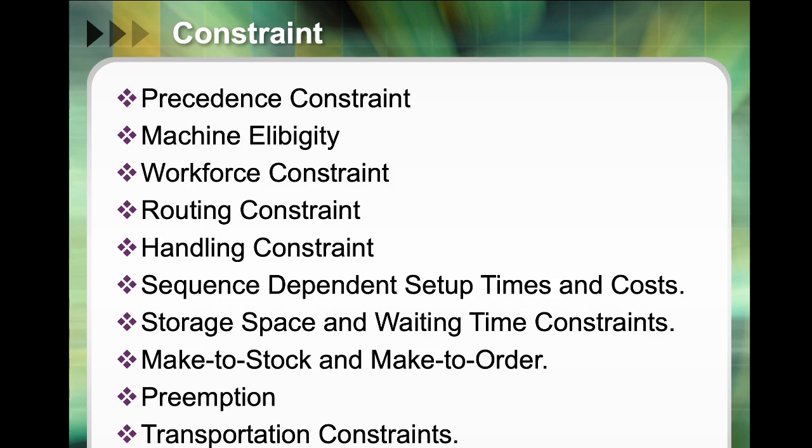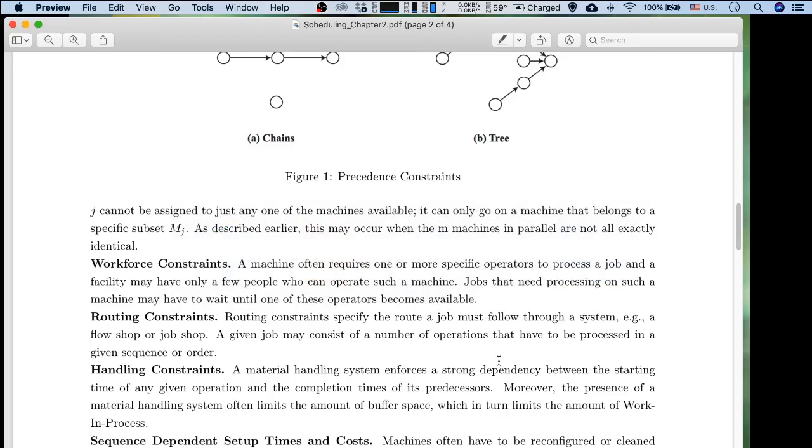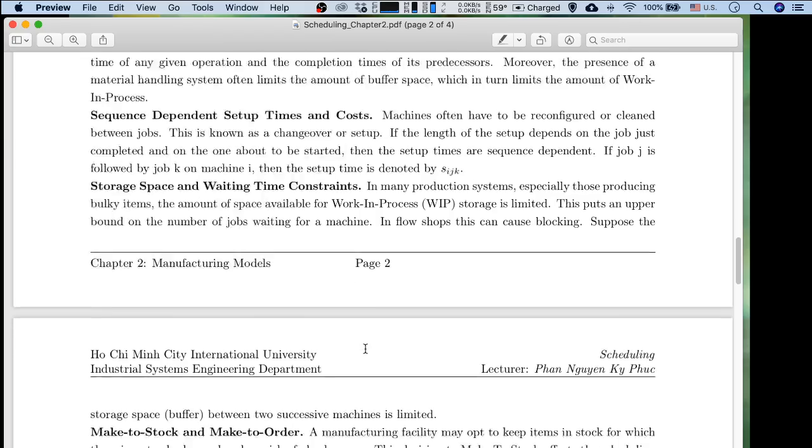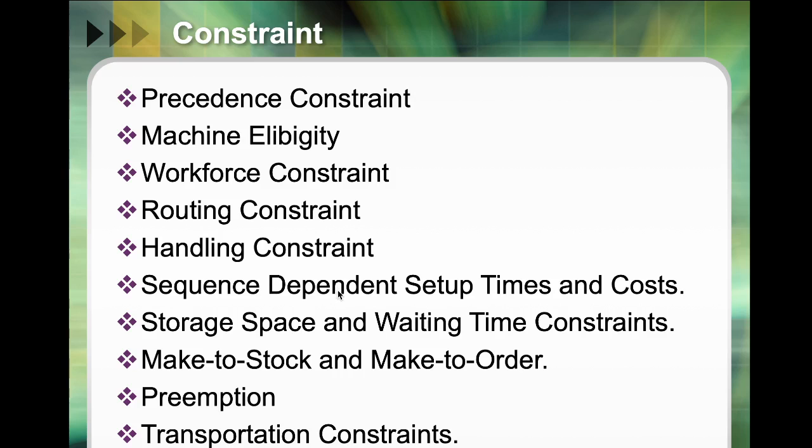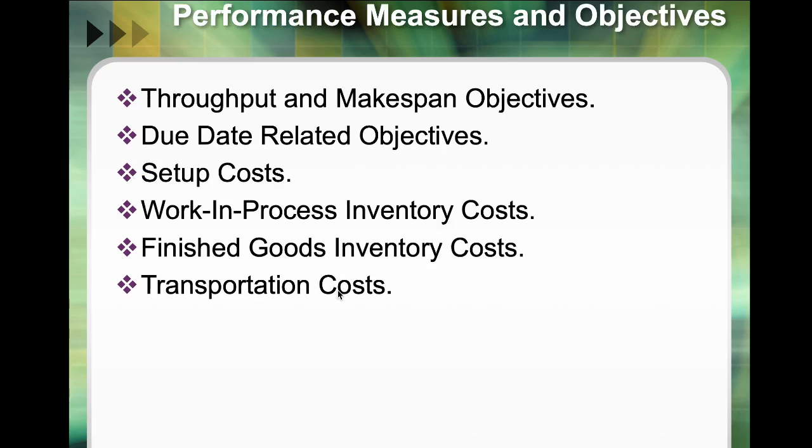Now, the next session that we are going to cover will be the performance measurement and objective, right? So now here, one of the most common performance indices that we consider in scheduling and sequencing is the minimum completion time. So the first one here.